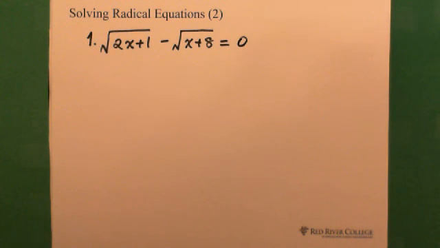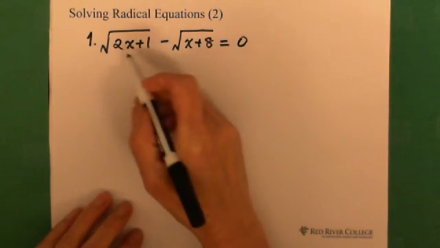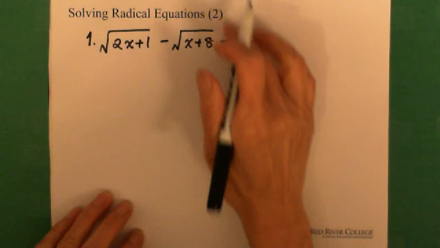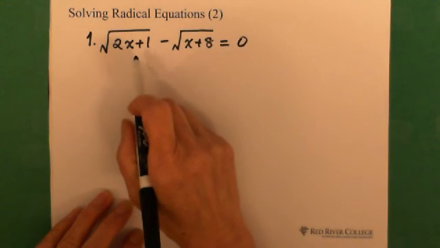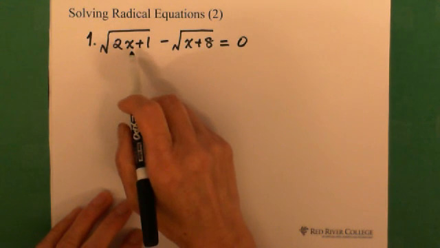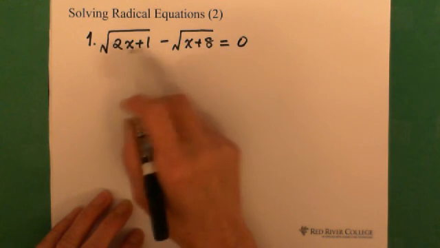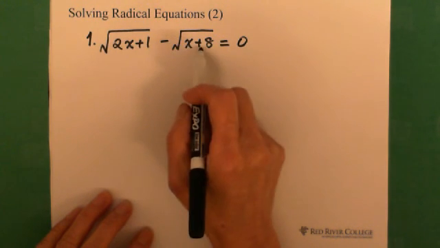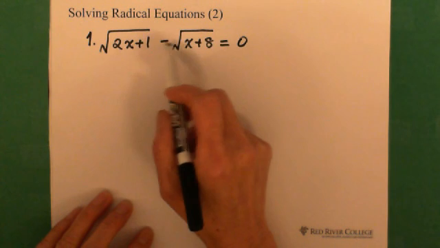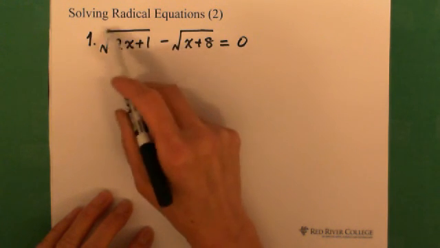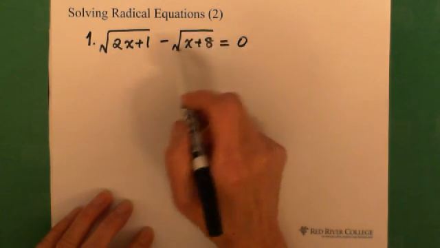Remember, in solving radical equation 1, we square both sides so that the square root is gone. Now, if we square both sides here, the square root is gone, but we still have square roots, right? Because of the way this is set up.